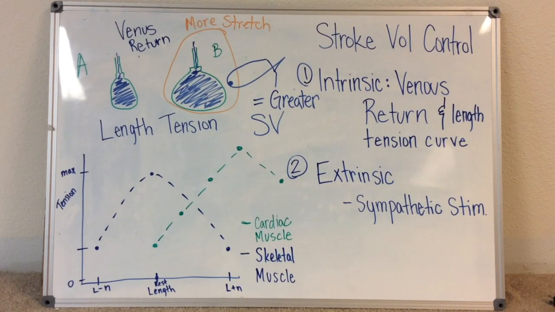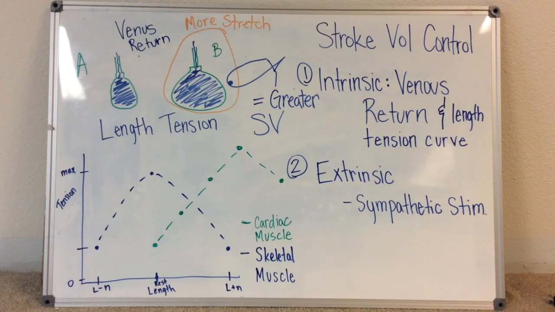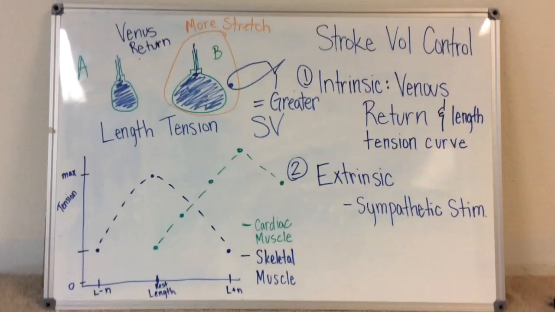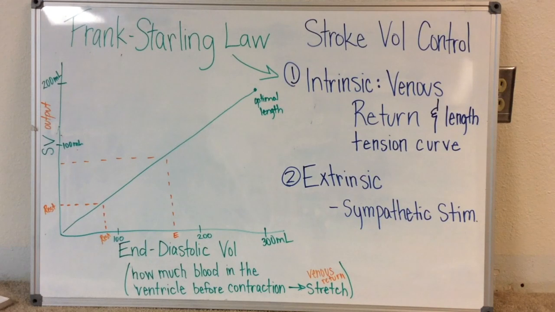The combination of the cardiac muscle's length tension curve generating maximum force as it is stretched and the ability to change venous return to increase the stretch of the ventricles allows for intrinsic control of stroke volume and allows us to increase stroke volume as metabolic demand becomes greater. The intrinsic control of stroke volume can be summarized by Frank-Starling law.